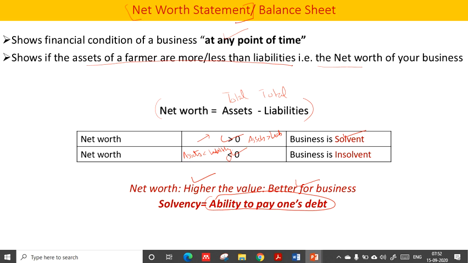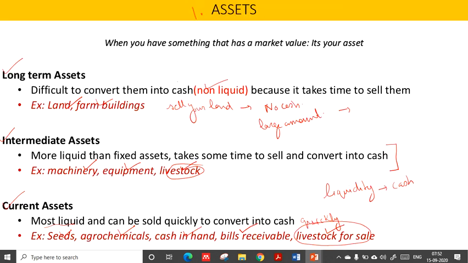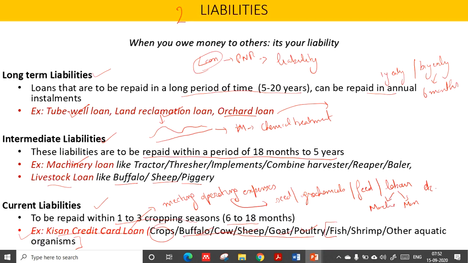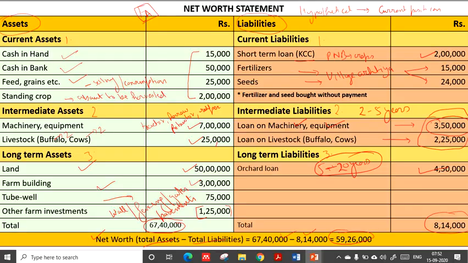Okay, so this is all about what a net worth statement is and what the components are: assets, current, intermediate, long term; liabilities, current, intermediate, long term. An example: what was the net worth of this farm? 59 lakh rupees.